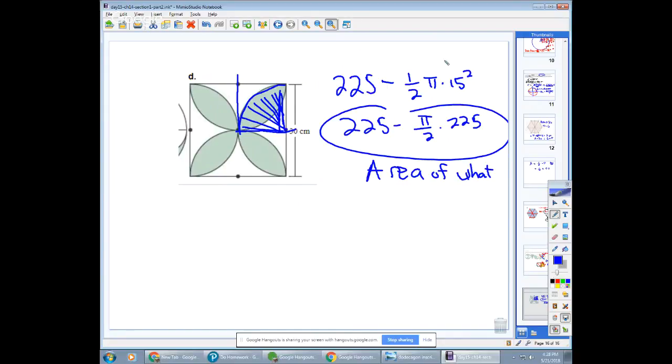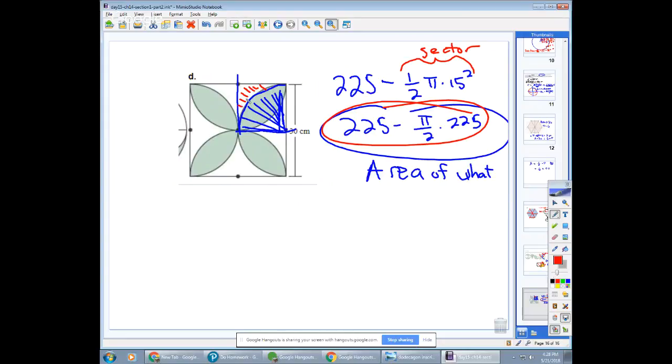No, the sector is just this part right here. That's the sector. I subtracted that from the 225. So what did I find the area of with that subtraction? The white space. Yeah, this upper white space right here. I just found that area right there. That is this right here.